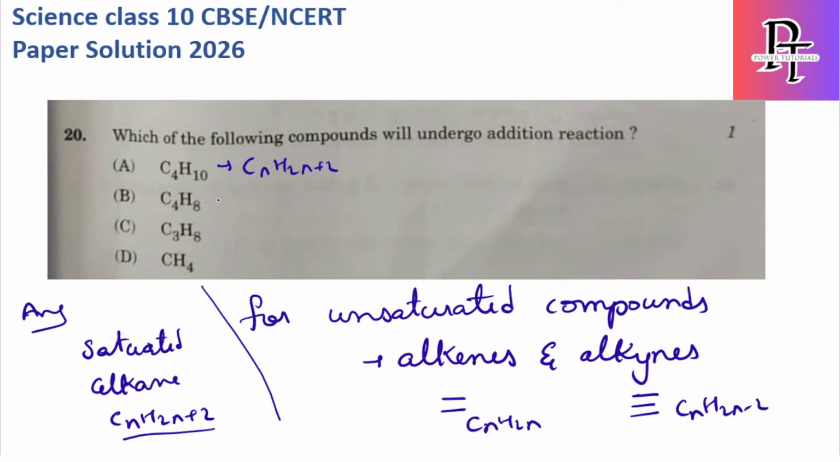What about here? Okay, this one is the right answer. Why? Because this is CnH2n, C4H8. What about here? This is again CnH2n plus 2, an alkane. And what about here? This is also CnH2n plus 2. So the only unsaturated carbon compound is here, which is butene. Let's move to the next one.